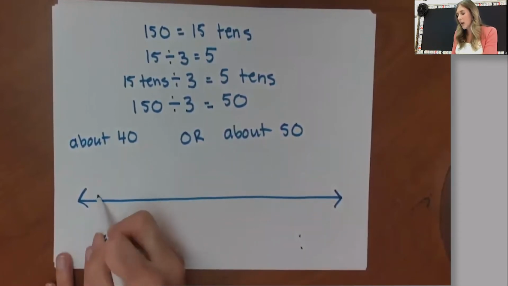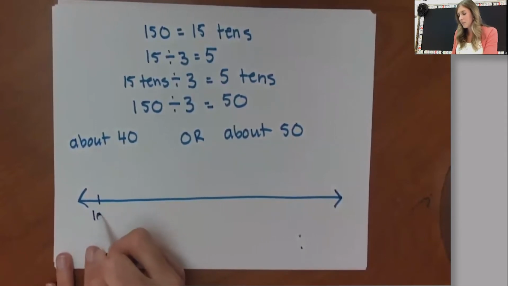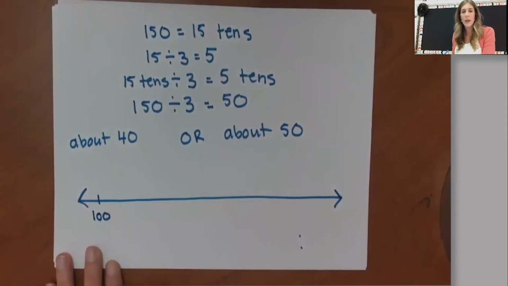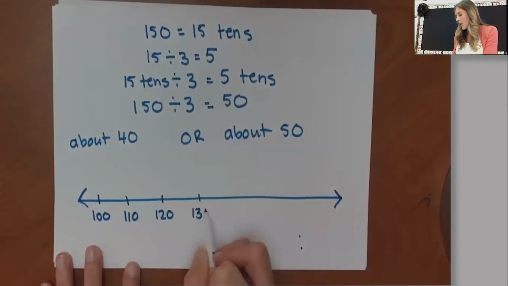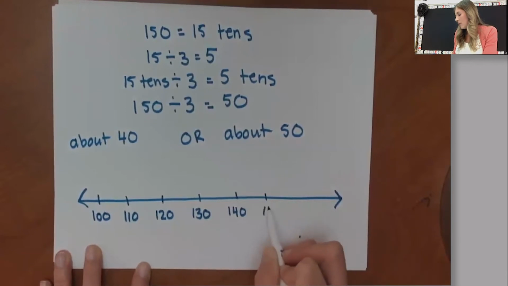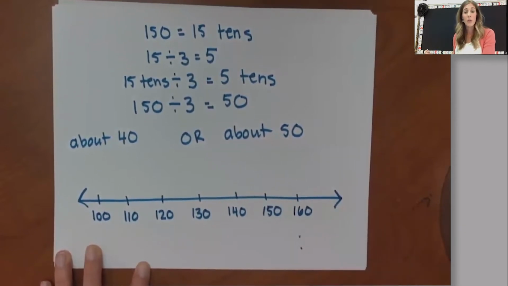So let's start at 100. And let's go up by increments of 10 on our number line. So 100, 110, 120, 130, 140, 150, 160, and we could keep going, but we don't need to because we're going to be able to plot all our points that we need on this number line.